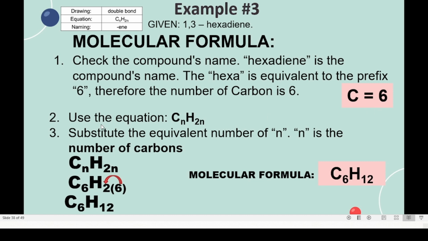After that, we're going to use the equation CnH2n. Third step, substitute the equivalent number of n, where n is the number of carbons. So, from CnH2n, it will become C6H2(6). So 6 times 2 is 12. Therefore, the molecular formula of 1,3-hexadiene is C6H12. Okay, so this is the molecular formula.